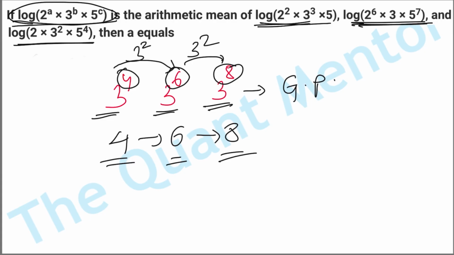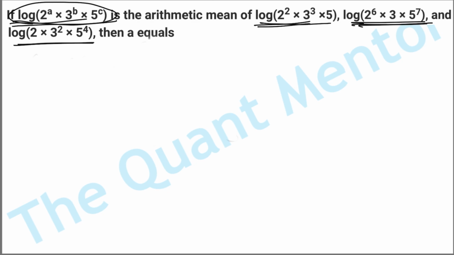Okay, and now applying the same concept, our question becomes really very easy. So we observe that logs of the three numbers are in AP. Logs simply mean the powers, right? And when the powers are in AP, just now we have seen that the numbers originally will be in GP. So the term 2 raised to a, 3 raised to b and 5 raised to c given here is the geometric mean of the other three terms: 2 square, 3 cube, 5; 2 raised to 6, 3 and 5 raised to 7; 2, 3 square, 5 raised to 4.